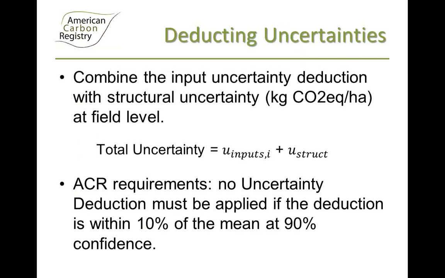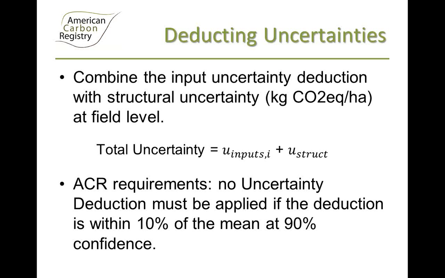So then we have to actually combine the inputs. So we have two sources, as I said, the structural uncertainty, which relates to the model, and the input uncertainty. Following ACR requirements, if the total project uncertainty is less than 10% of the reduction, then you don't have to apply a deduction. If it's larger than that, then you must apply the deduction minus the 10%.